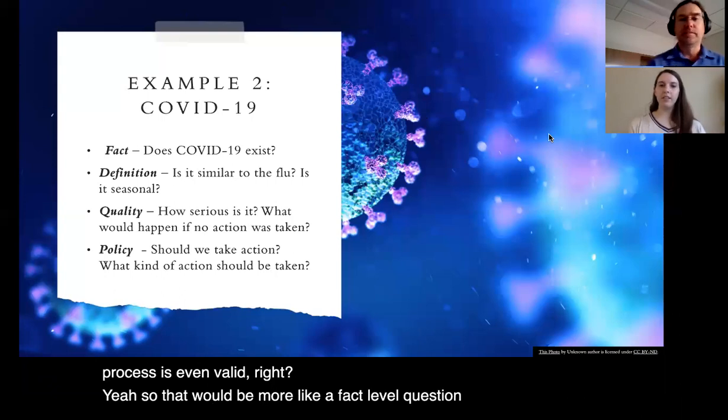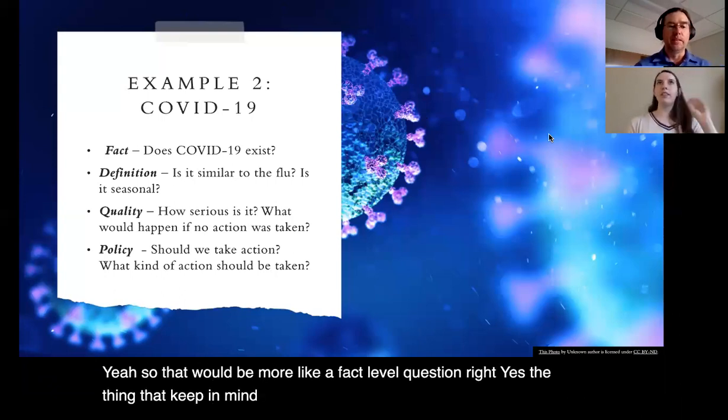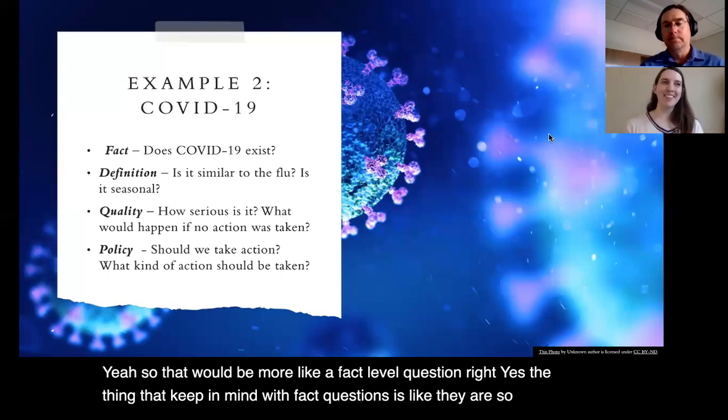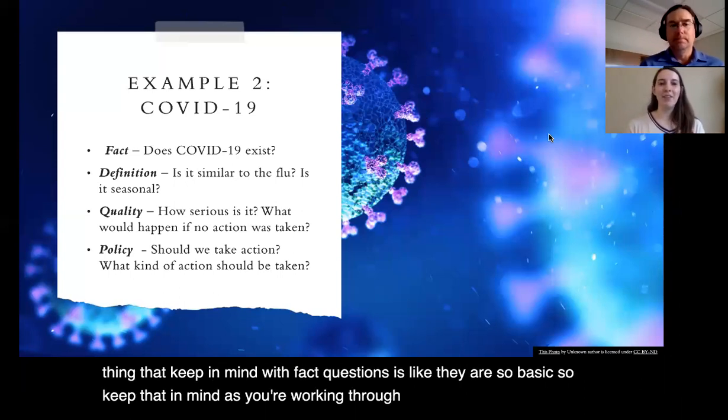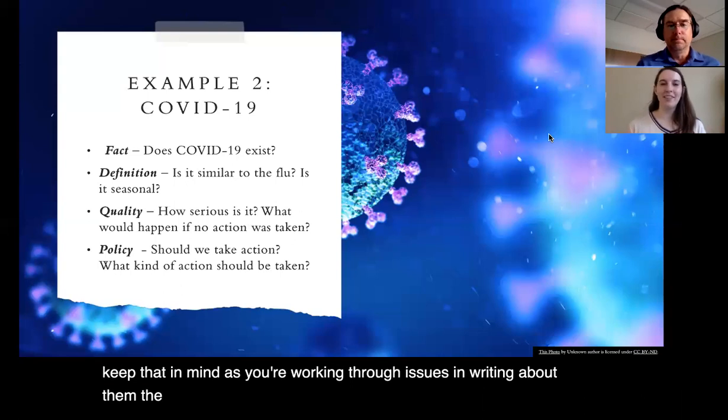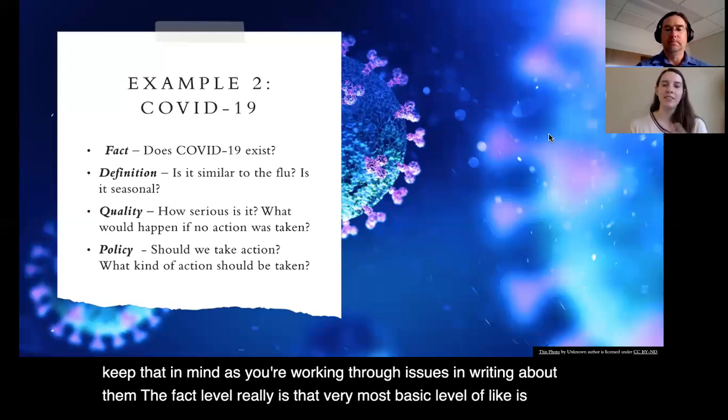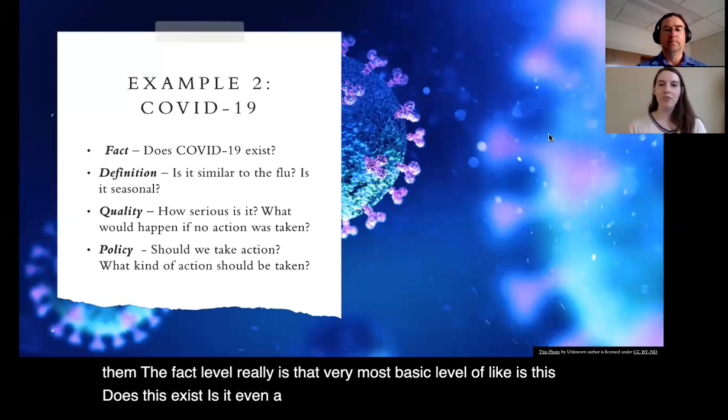Yes, the thing to keep in mind with fact questions is they are so basic. So keep that in mind as you're working through issues and writing about them. The fact level really is that very most basic level of, does this exist? Is it even a viable process? Just like Liani was saying. So I think that's a great example.